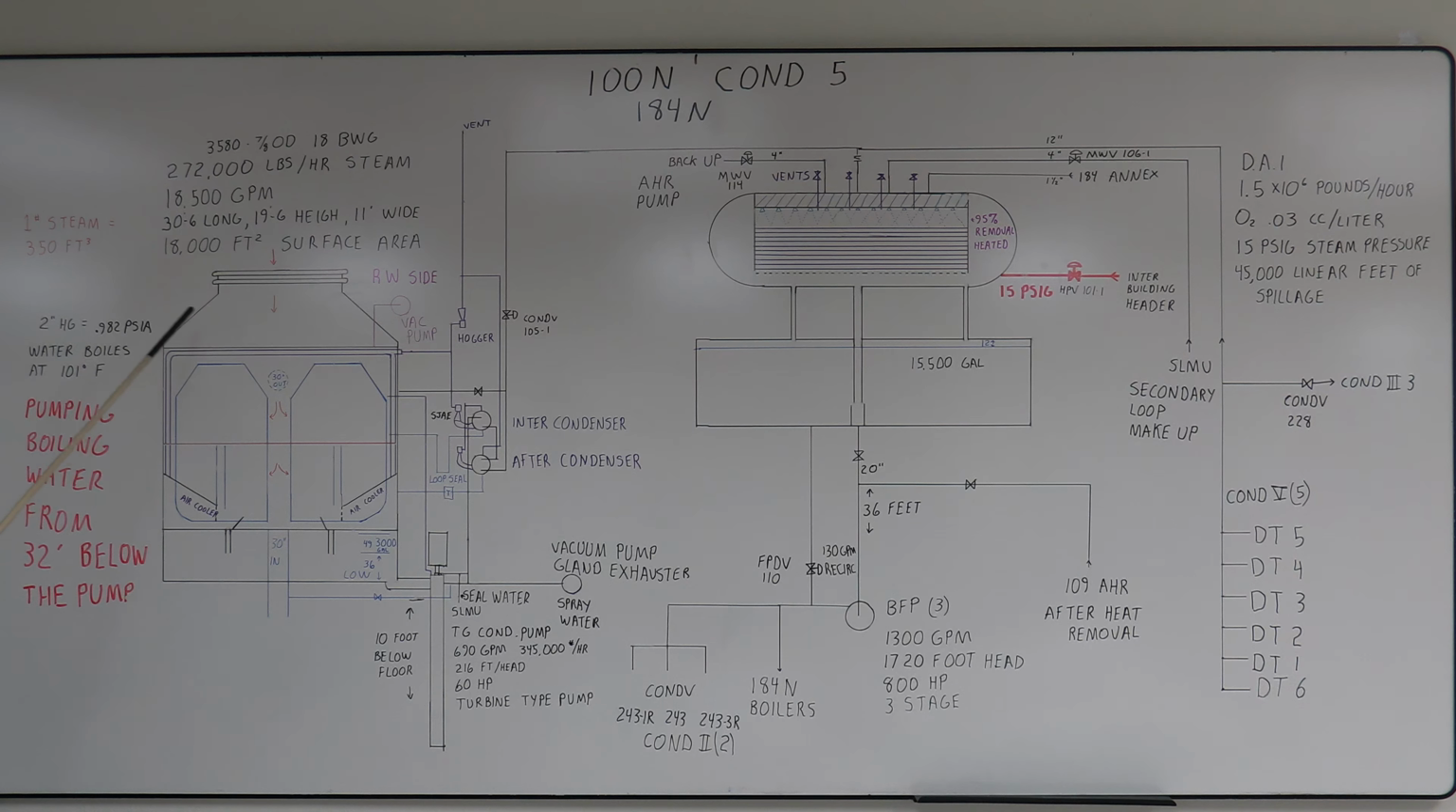There's 3,580 7/8-inch OD 18 BWG Admiralty metal tubes in this. It was 30'6" long, 19'6" high, and 11 foot wide. There's 18,000 square feet of surface area.